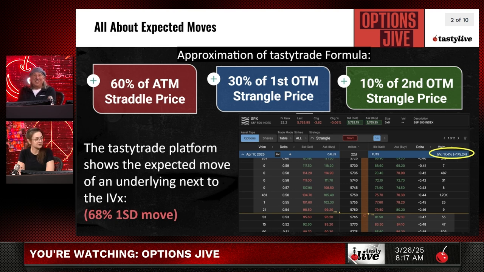At Tasty, we decided we're going to spend a little more time and smooth this out a little bit. So we take 60% of the at-the-money straddle price, 30% of the first strangle price, and 10% of the second strangle price to give ourselves a little bit bigger circle, a more well-rounded calculation.